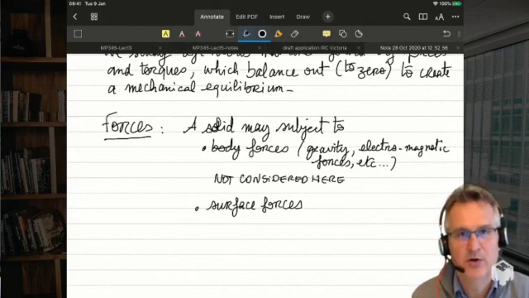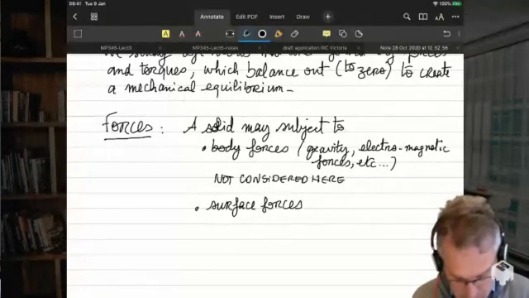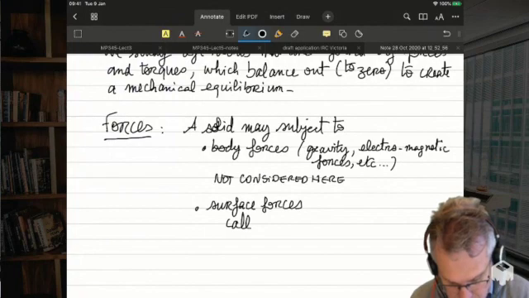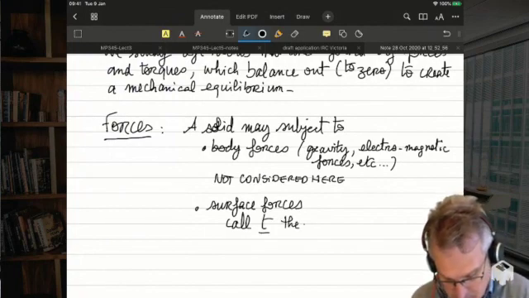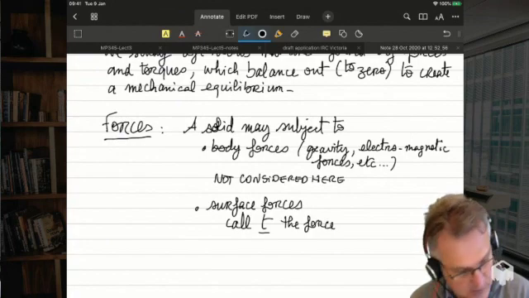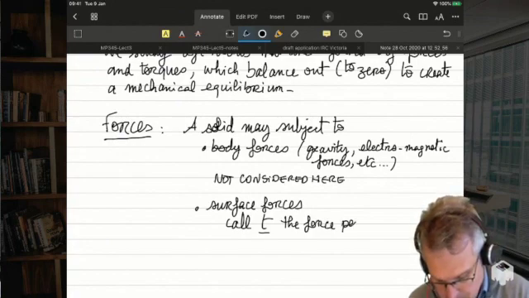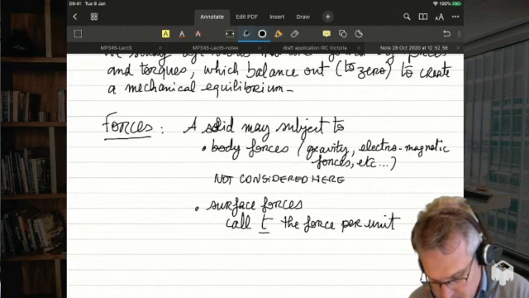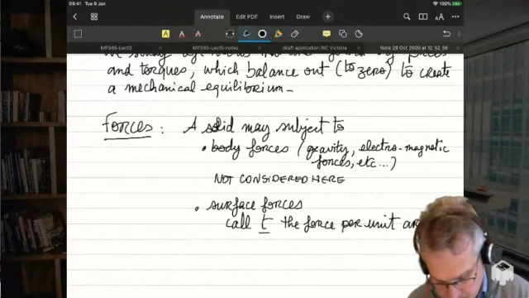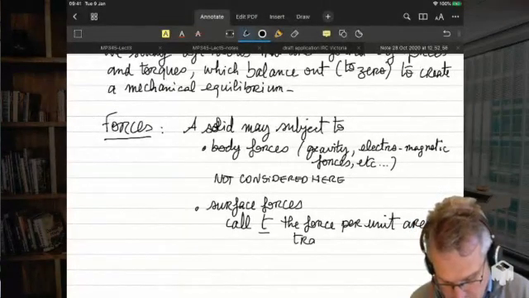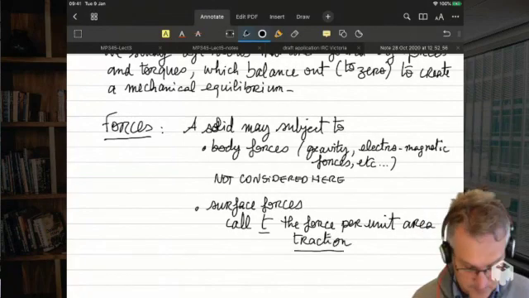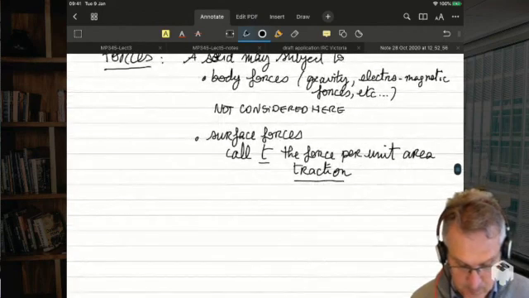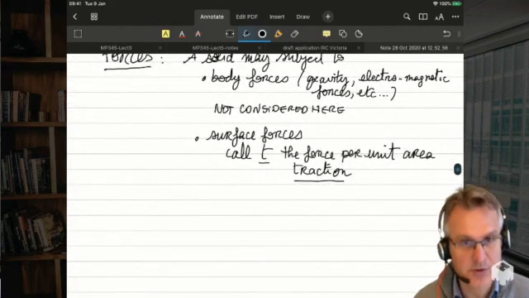You're going to have a different deformation. So it's important to talk about force per unit area. What you must have heard of before is the notion of pressure, right? So we're going to call it T, that's a vector. It's the force per unit area. It's called traction. Okay, so far so good.